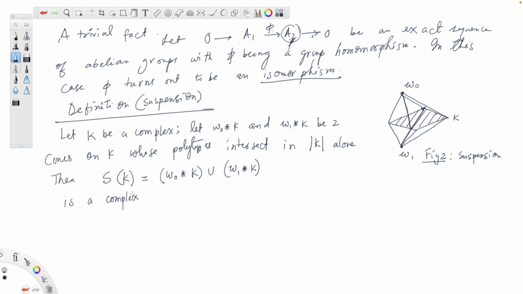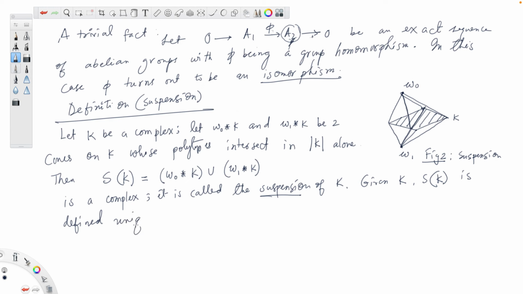It's a union of two cones that intersect at the underlying space of the complex K, and it's a complex in its own right. It is called the suspension of K. Given K, S of K, which is the suspension of K, is defined uniquely up to a simplicial isomorphism.